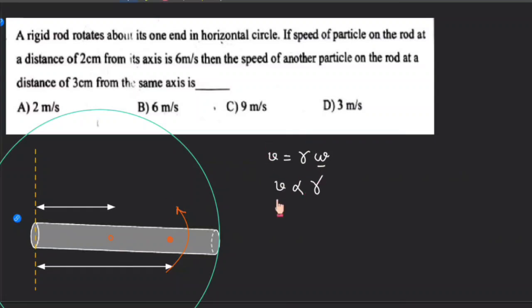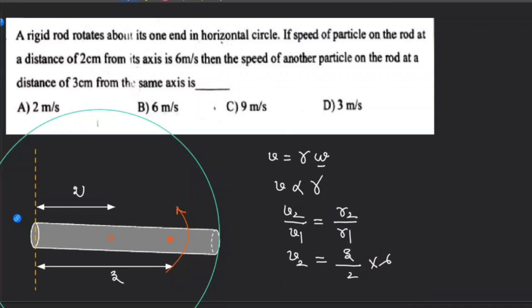Therefore you could say v2 by v1 is equal to r2 by r1. So you have to find out this v2 here. v2 is equal to, this is the distance of 3 and this is the distance of 2 centimeters, so 3 by 2 into, this can be written as 6, right?